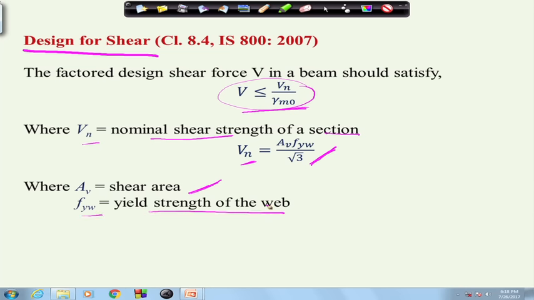So, Vn, the nominal shear strength of a section, can be calculated from this formula, where Vn is equal to Av into Fyw by root 3, where Fyw is the yield strength of the web and Av is the shear area, and the factored design shear force V should be less than or equal to Vn by gamma m0.